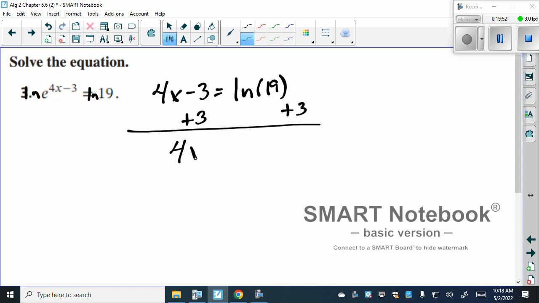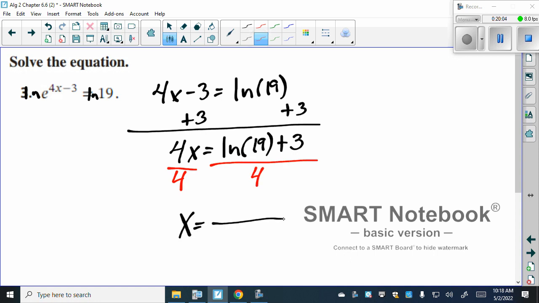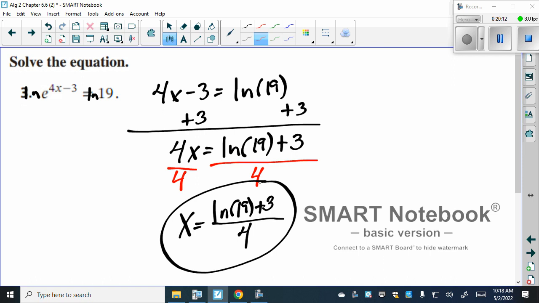telling us that 4x equals the natural log of 19 plus 3. Divide by 4, telling us that x is equal to the natural log of 19 plus 3, divided by 4. That's the only real difference between this one and the last one. Not too much change, it's just we get a little bit more to type into the calculator. Any questions on any of this here? We're ready for the next one.